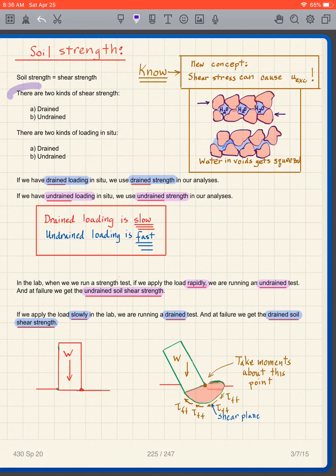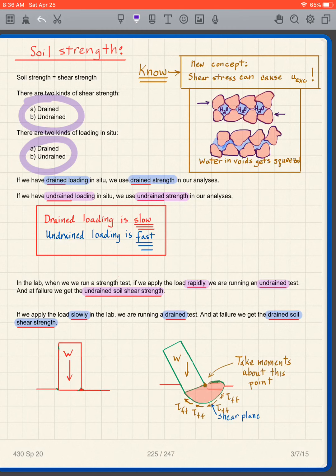And there are two kinds of shear strength: drained and undrained. Now, we don't have that issue with steel, concrete, wood, whatever. This is something that is unique to soils: drained strength or undrained strength. And what we find is that there are two kinds of loading in situ. We have drained loading and we have undrained loading. So we have drained and undrained strength. We have drained and undrained loading. Again, something that we don't have in structures.